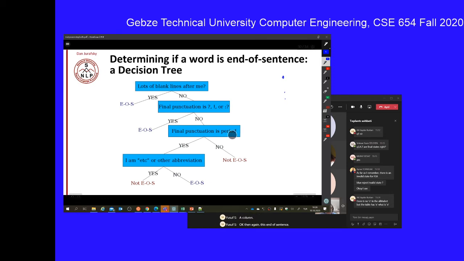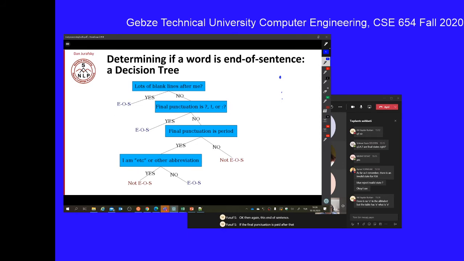If the final punctuation is period, after that there is no letters or anything other than sentences, then I need to look at this. I am etc. or other abbreviation, like we could say etc. dot, right?